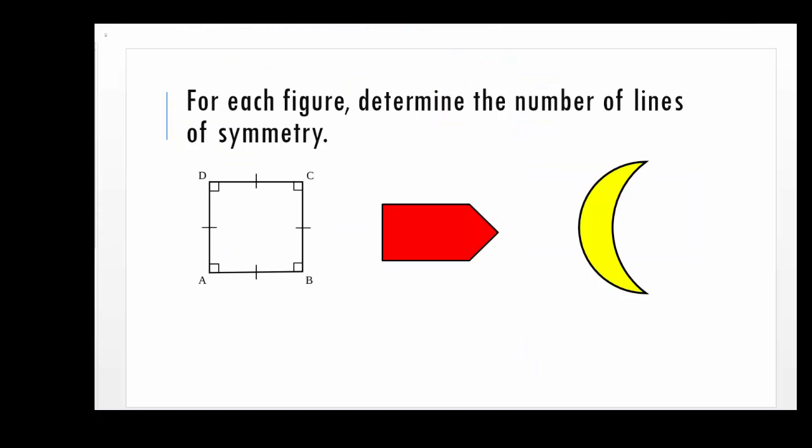Next, I want you guys to determine the number of lines of symmetry for each of these figures. I encourage you to pause the video and join me once you think you have the answers. Okay, so we see that the first figure has 4 lines of symmetry, and the last 2 each have 1 line of symmetry, and both of those are through the horizontal line.